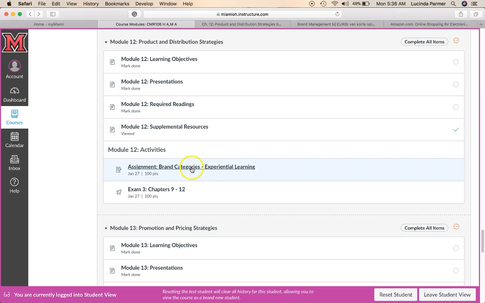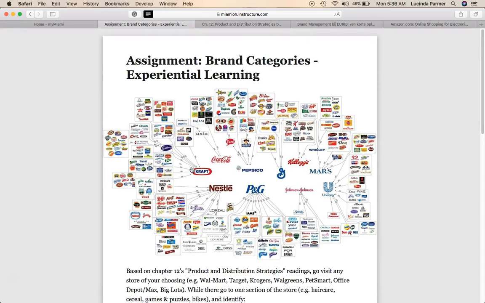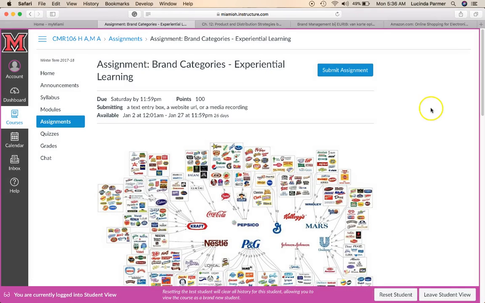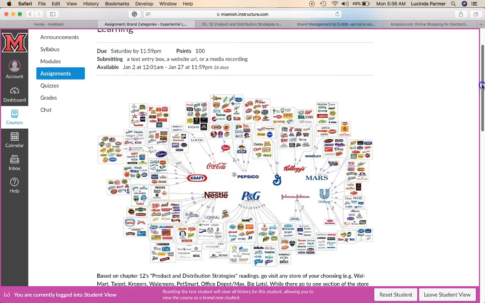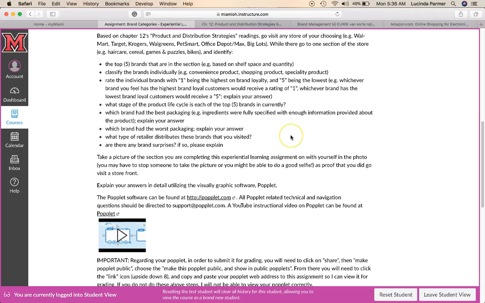I will also want to show you the brand categories experiential learning assignment that you're going to be doing for this module. You submit your assignment there. I want you to go to a store, any store, Walmart, Target, Kroger's, Walgreens, and choose a section of that store, like shampoo or potato chips, cereal. And I want you to identify the top 5 brands in the section. Typically the brands at eye level are going to be the most expensive, maybe the most popular too sometimes. I want you to classify the brands.